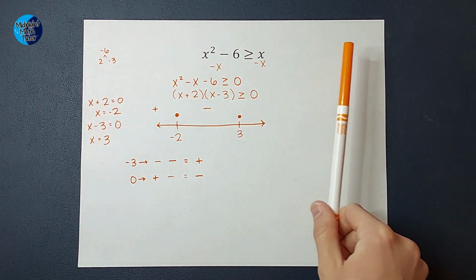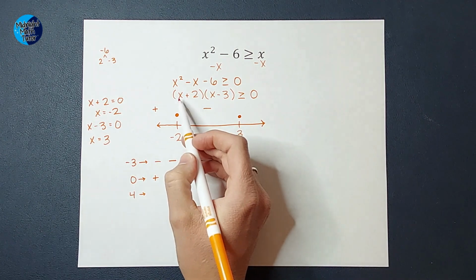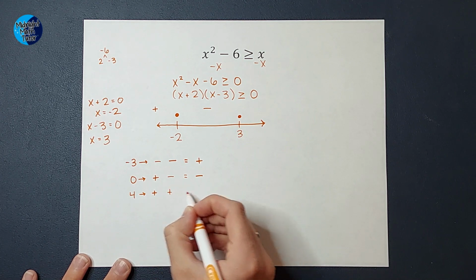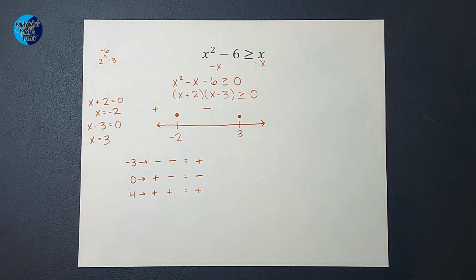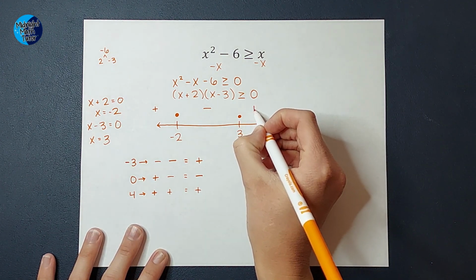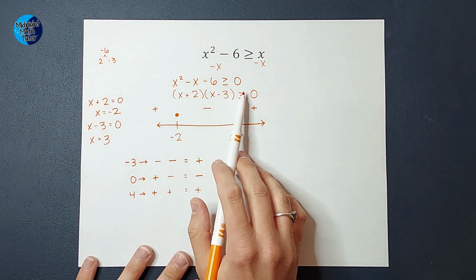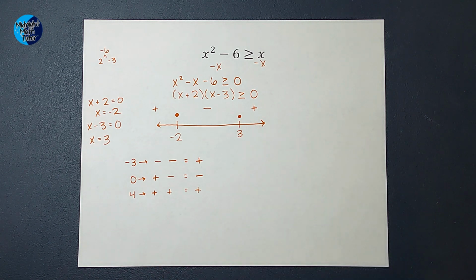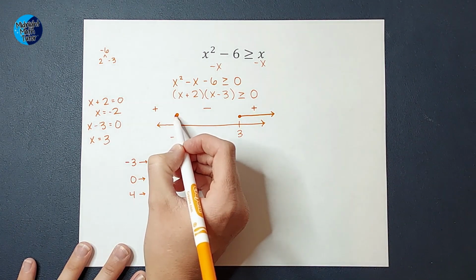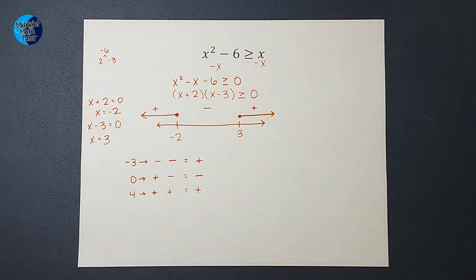All right, and then we need to plug in a number bigger than 3. Let's just do 4, okay? So if I were to plug in 4, 4 plus 2, I would get a positive number. 4 minus 3, I would get a positive number. And a positive times a positive is positive. So when I plugged in a 4, which is to the right of the 3, I got a positive answer, right? So we are looking where x is greater than or equal to 0. Well, positive numbers are greater than 0, right? So that means these answers over here are all going to be answers, and these answers over here are also going to be answers, okay?